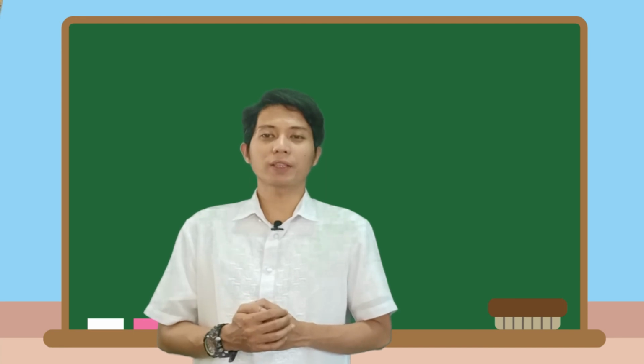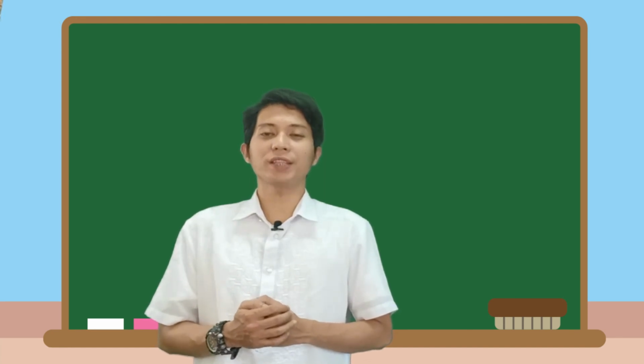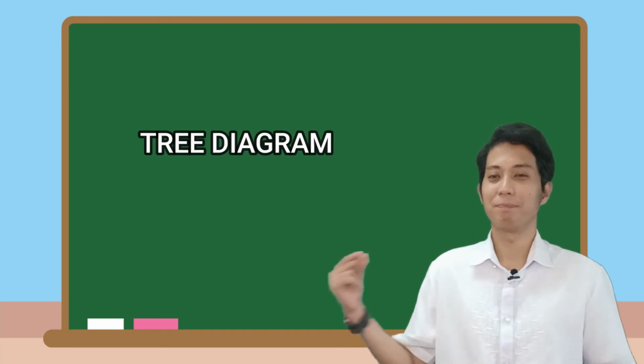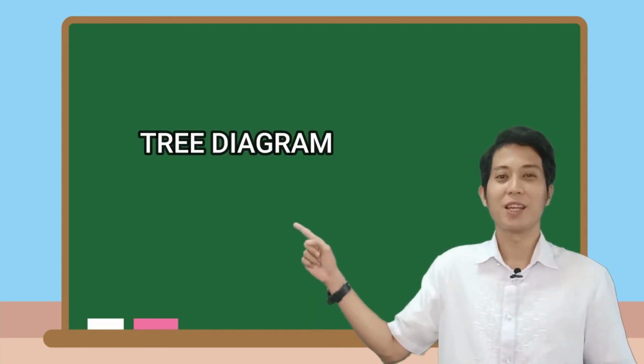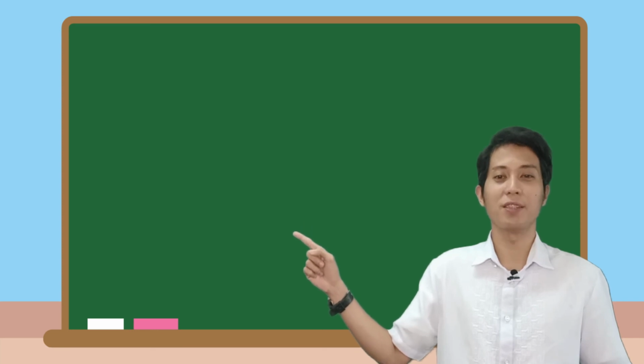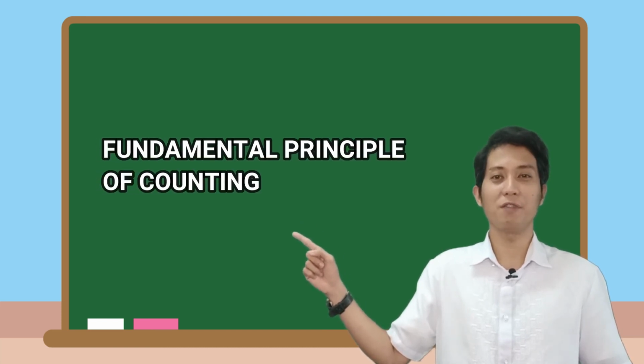I do expect that you have learned a lot from today's episode. Summing up the things we've learned, we can list down the possible outcomes of an event using tree diagram. Another way is through listing method. Next, a shortcut that we can use to find the possible outcomes is the fundamental principle of counting.